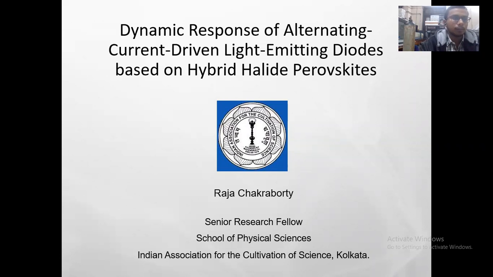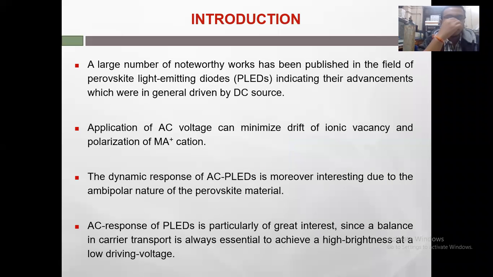Today I am going to present my work on dynamic response of AC driven LED based on perovskite materials. Now, hybrid halide perovskites are considered for a wide range of applications in the domain of optoelectronic devices due to their interesting optical and electronic properties. The dynamic response of AC perovskite LED is moreover interesting due to the ambipolar nature of the perovskite material, since a balance in carrier transport is always essential to achieve a high brightness at a low driving voltage.